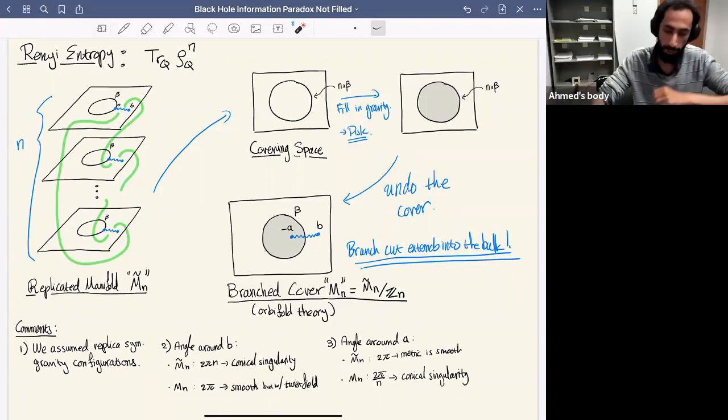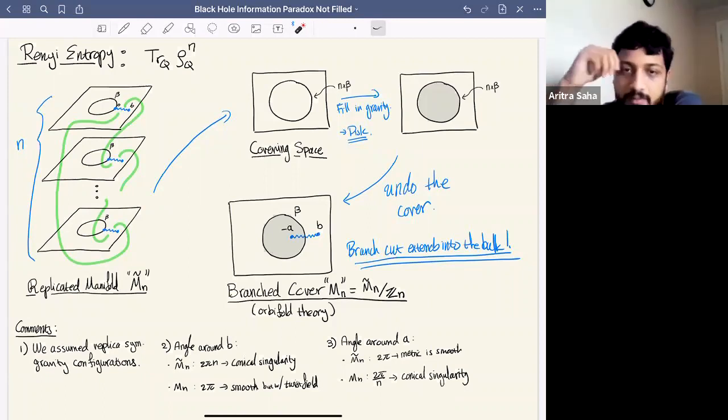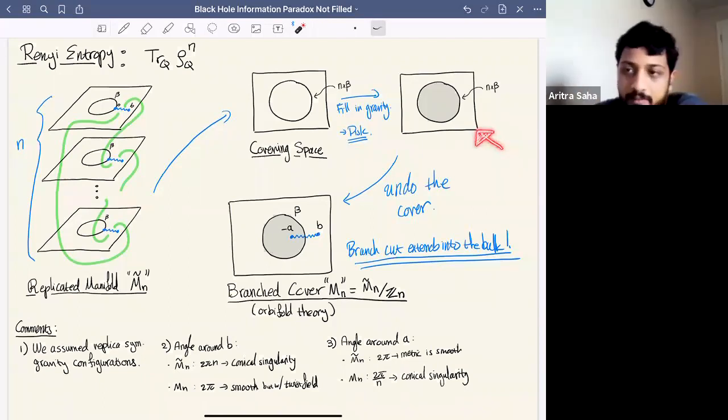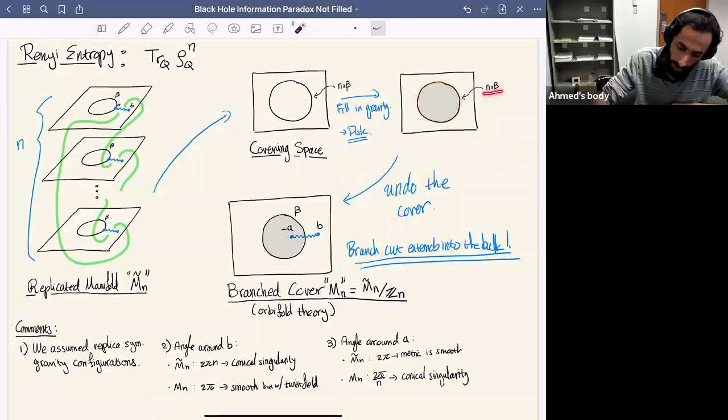No, I'm just going to try to explain why A is somewhere in the bulk. Okay. So I think we should all be okay with this picture here. So we have a disk whose length is n times beta, and then I'm going to take an orbifold where this circle here gets cut down by a factor of n.